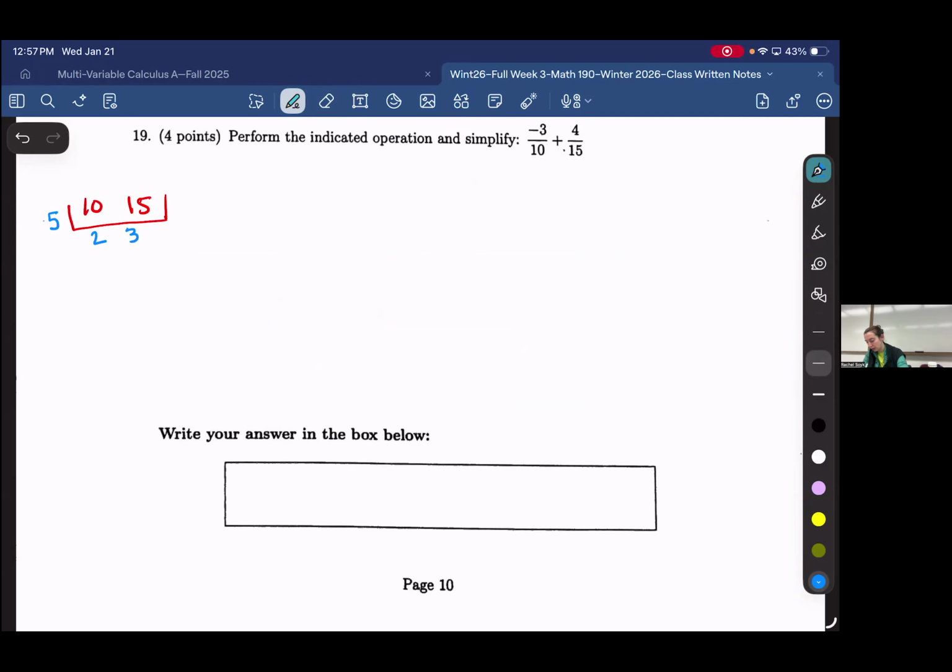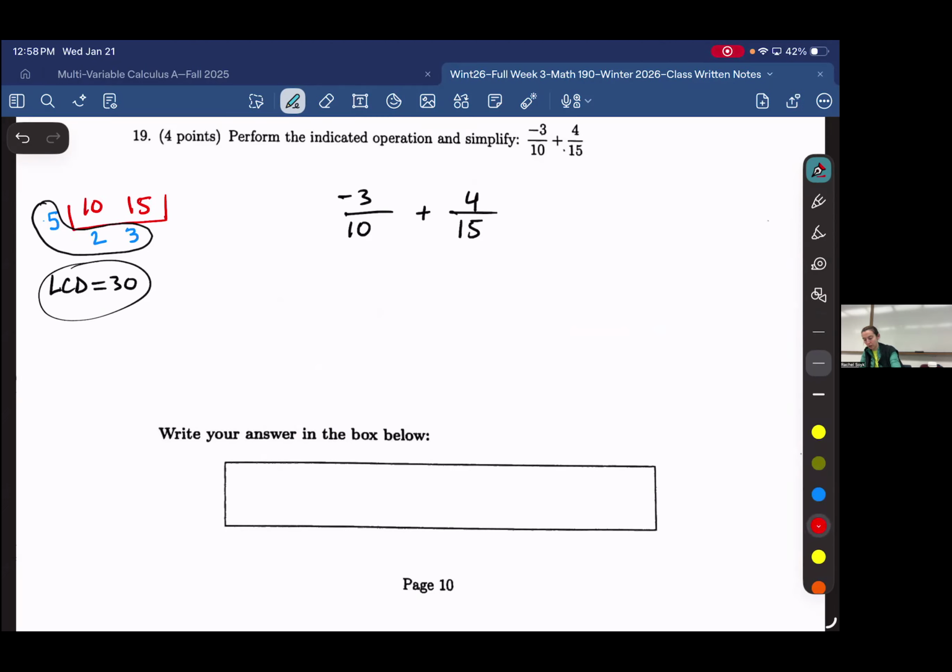Are 2 and 3 relatively prime? They are indeed, which tells us that our LCD, also known as our least common multiple, is the product of 5, 2, and 3, which gives us 30. Now we're going to rewrite our fractions. And that first fraction we are going to multiply by 3 over 3. Our second one we're going to multiply by 2 over 2, excellent.